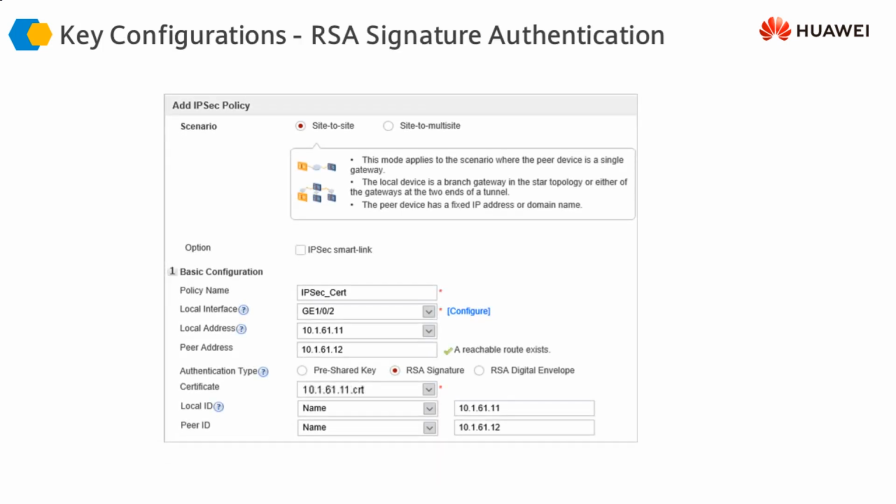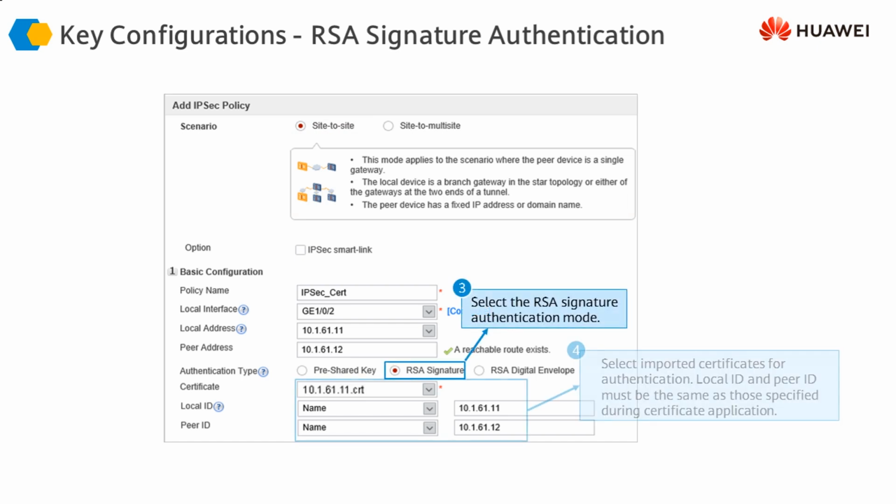Once this is done, we can now do the IPsec configuration. As you can see, we select site to site here, and the important thing is that the authentication type is RSA signature, and we are using the local ID's name and the peer ID is going to be name. We can give these IP addresses, but these IP addresses are going to be used as names. So this is the basic configuration. The rest of the configuration is the same as we did earlier, so we are not repeating that.